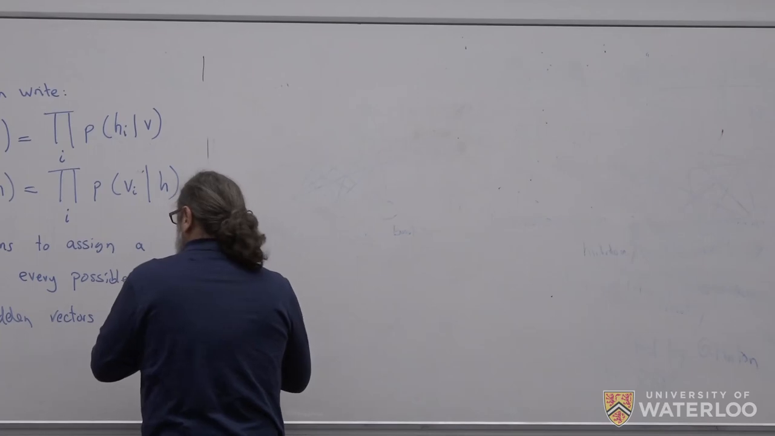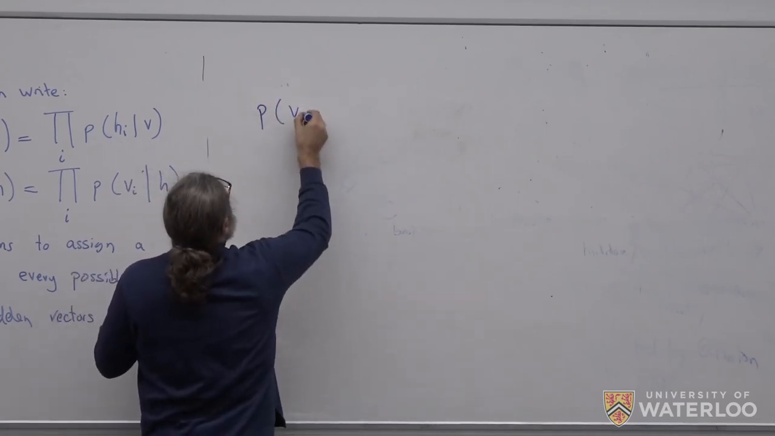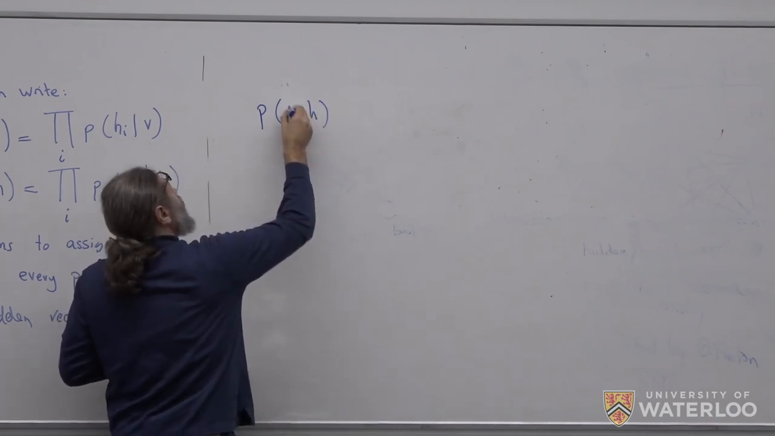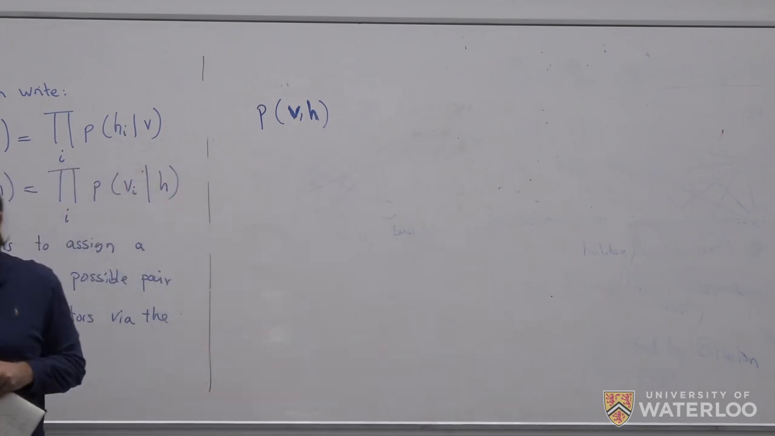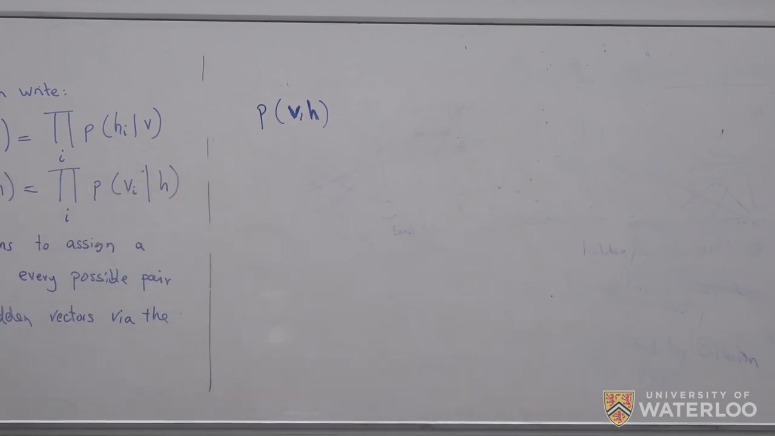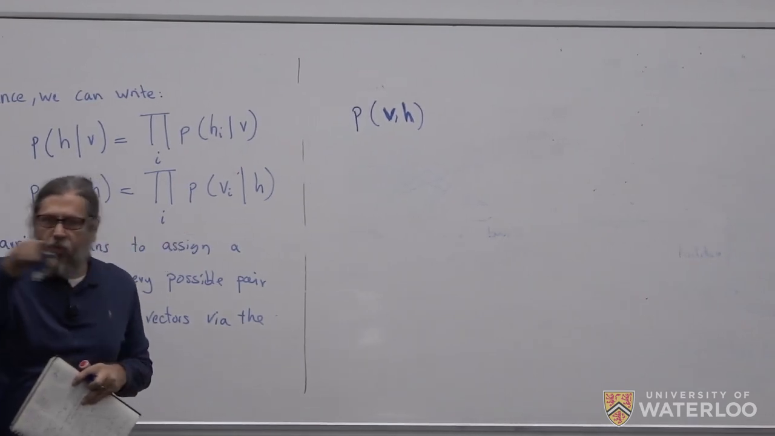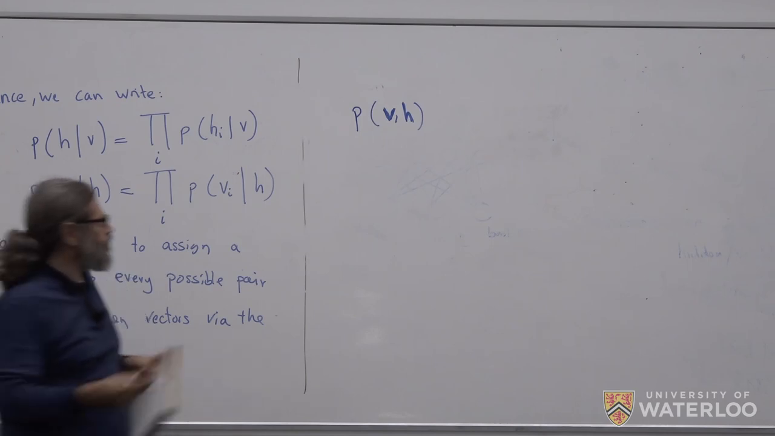So that energy function, now we can write it that the probability of V and H. And now again, I have to remind you that these are vectors. And out of laziness, I just don't do it on the board. But of course, every, I said book is 1, 0, 1, 0. So it's a vector. H is a vector.